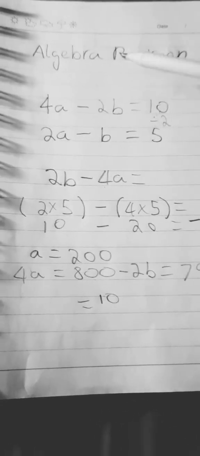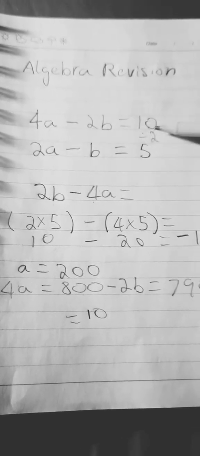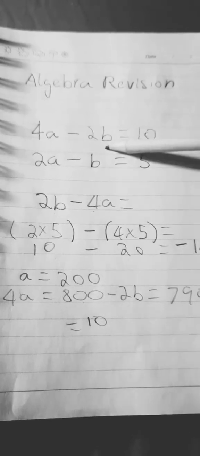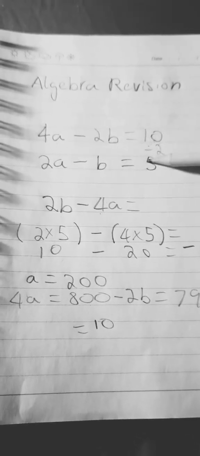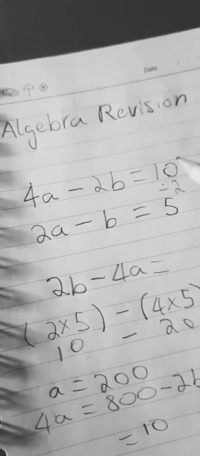So you can pick a number for a, but make sure that whatever you pick for b, it makes your answer correct. Or you could do the other way around. You could pick a number for b and then make sure whatever you pick for a will make your answer correct. Right. So we now know that 2a minus b equals 5, because we knew that 4a minus 2b is 10. We halved it, remember?